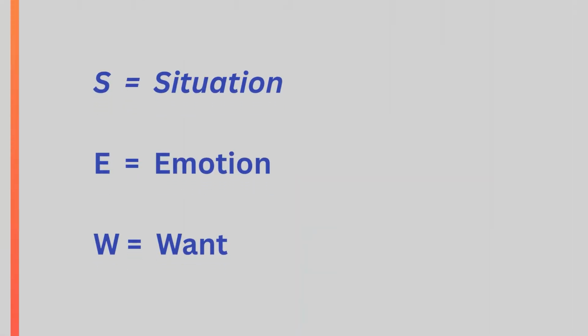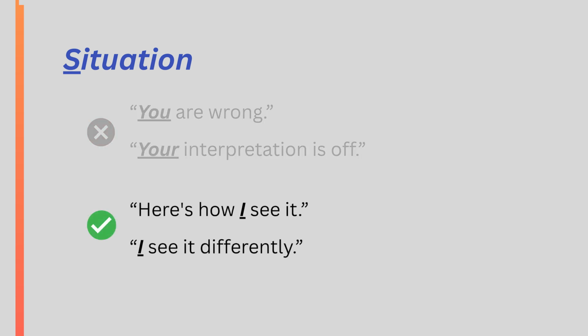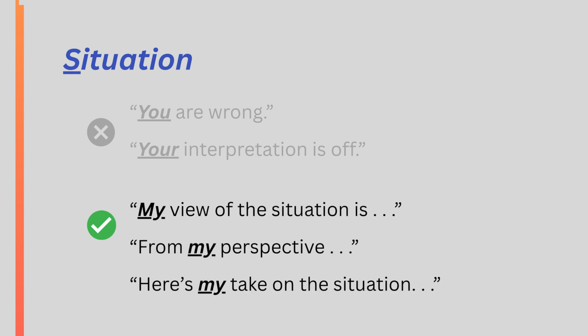Given that foundation, here are 3 ways to use I language to communicate your interests assertively. We're going to use an acronym I came up with, S.E.W, S-E-W, to help you remember these 3 points. First, use I language to describe the situation. This is your interpretation of what you're seeing and experiencing. Instead of using you language to say something like you are wrong or your interpretation is off, start your talking turn by saying, here's how I see it, or I see it differently. You can use the words my, of course, instead of I. It accomplishes the same thing. My view of the situation is, from my perspective, here's my take on the situation. So S stands for situation.